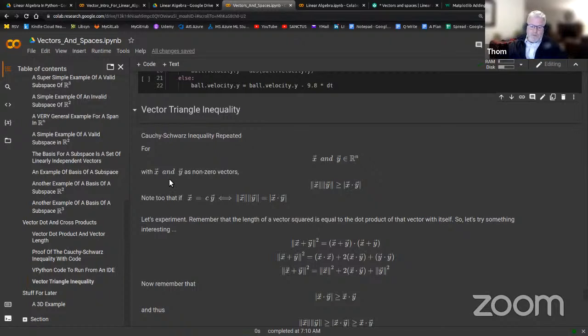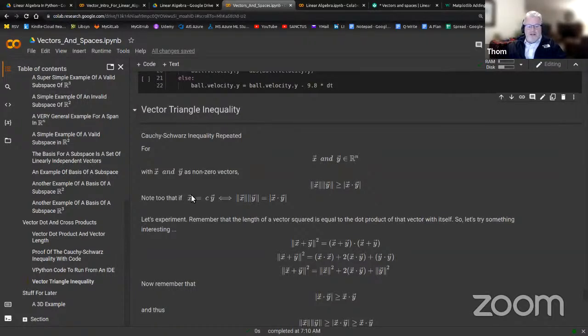Now, however, that point at which this inequality, it should be called the Cauchy-Schwarz equality and inequality, right? Because it's greater than or equal to. So the point being here, the point at which the product of those two magnitudes equals the absolute value of x dot y is when y is just some scalar multiple of x.